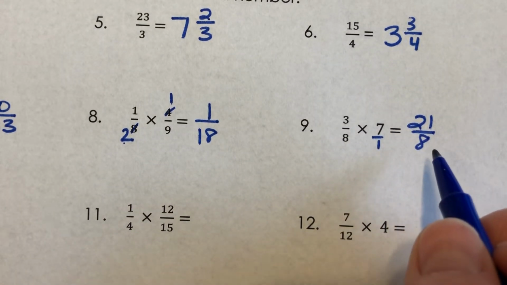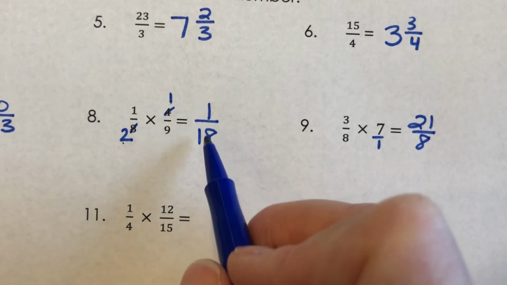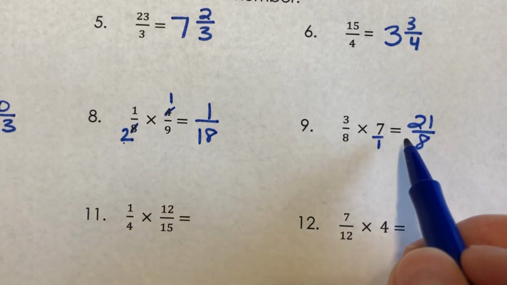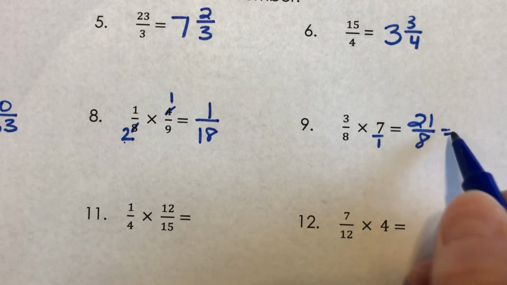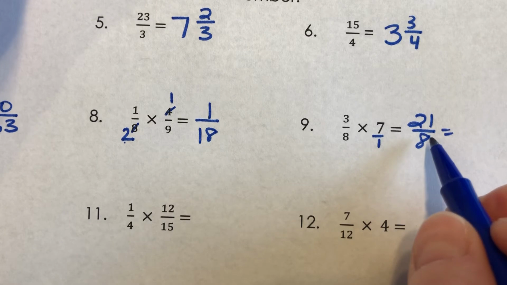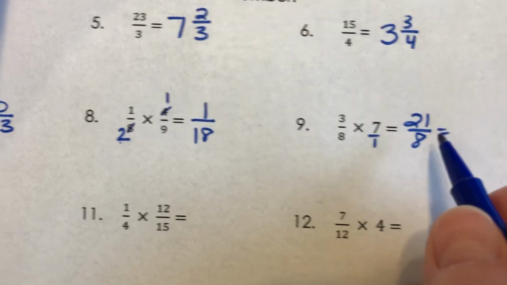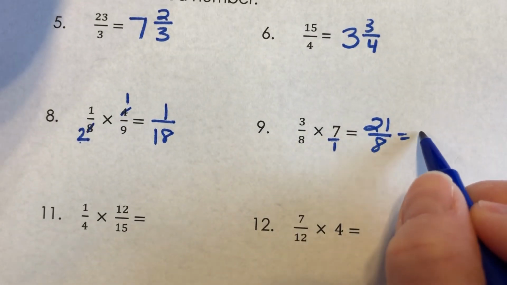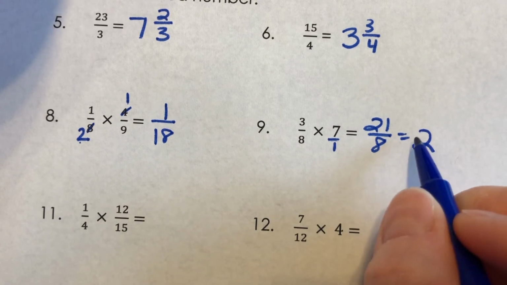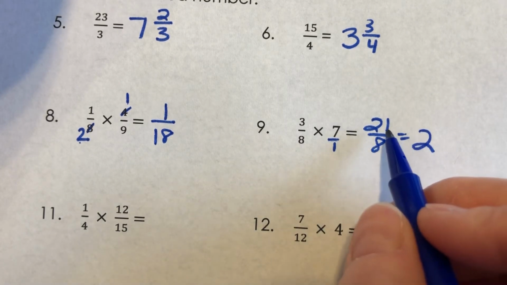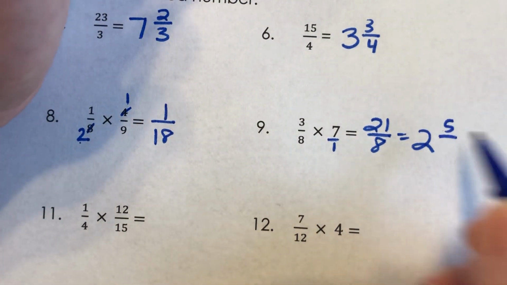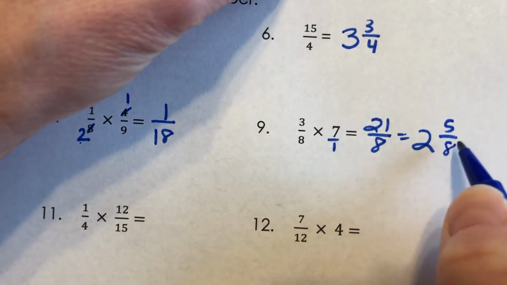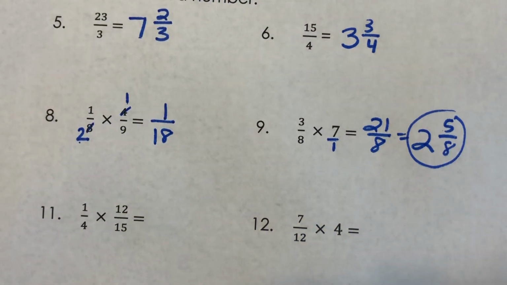And notice, this is improper. Like, this is not improper. I can leave it like that, but this is improper. The top has more than the bottom. That means this is greater than 1. So I'm going to write this as a mixed number. So 8 times 2 is 16. 8 times 3 is 24, which is too much. So it has to be 16. To get from 16 to 21 would be 5: 16, 17, 18, 19, 20, 21. 5 left over, and your denominator doesn't change. So 2 and 5/8 is what I want you to have for your final answer.